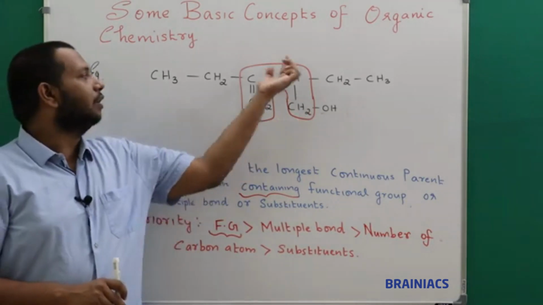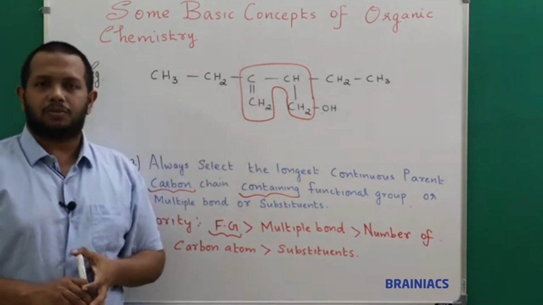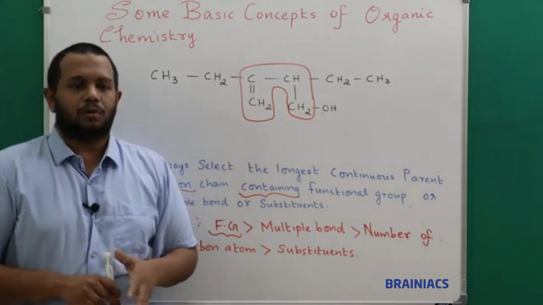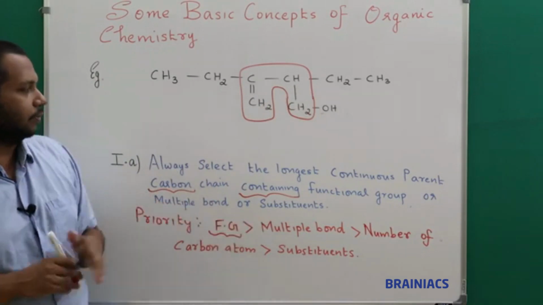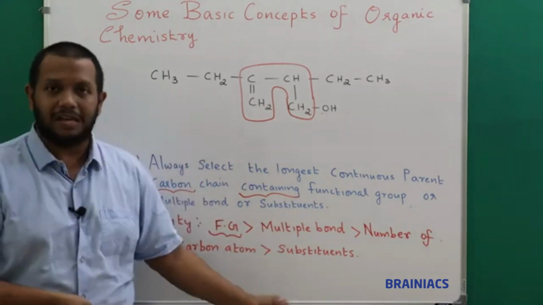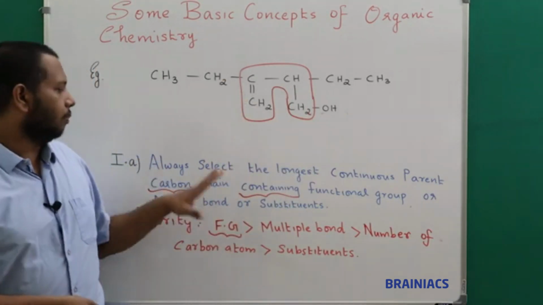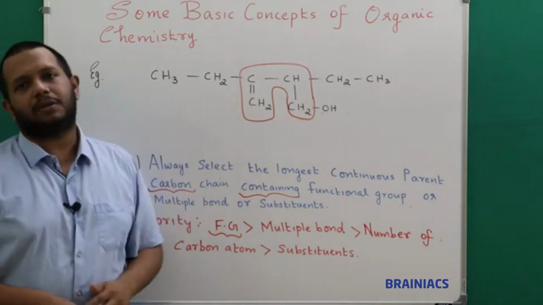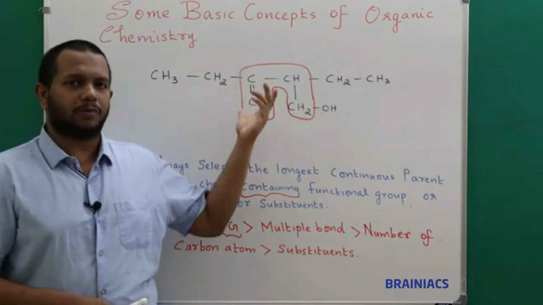So I should mandatorily go in this way. Understood? So this is my parent carbon chain. This is what we learned as my first rule. The first rule says that always select the longest continuous parent carbon chain containing the functional group, or multiple bond, or substituents. Now we will go to the third example, that is also very important, different from the first two.